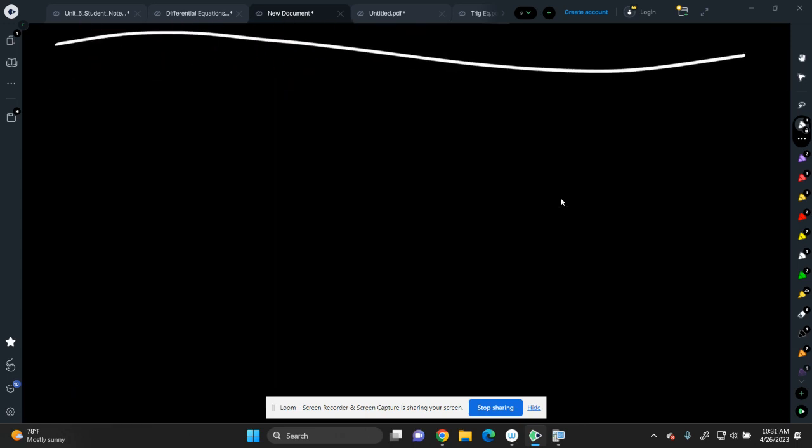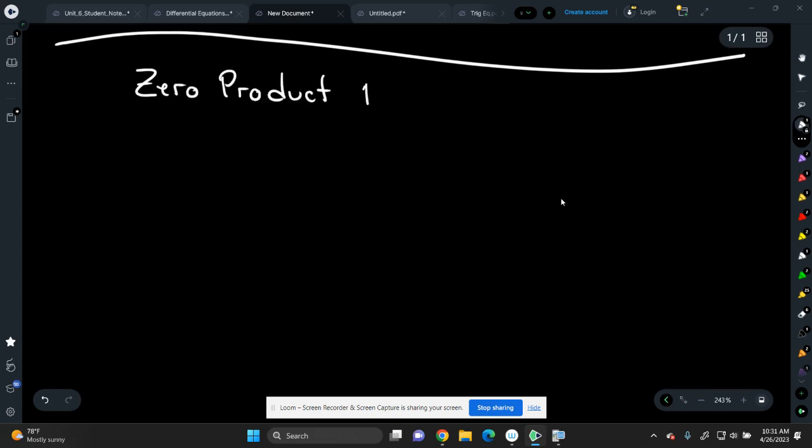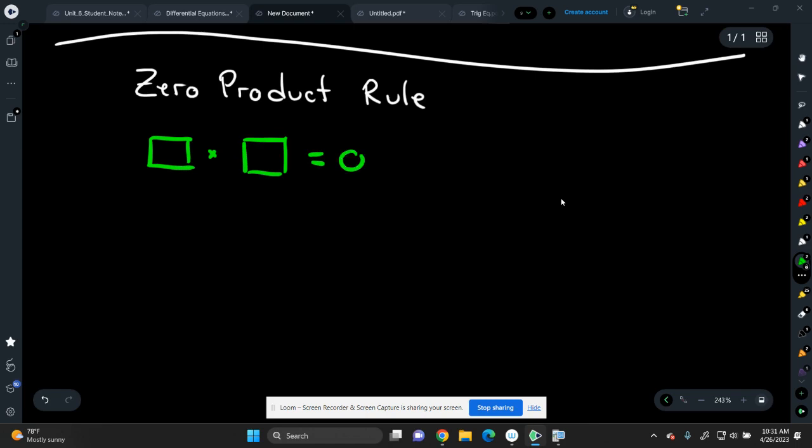Okay, so solve by factoring. The idea behind solving by factoring uses what we call the zero product rule. And the zero product rule basically says if I have two things, right, I don't care what they are, two things that I multiply together and they equal 0, what does that mean? At least one of them has to be 0, right? One of them or both of them have to be 0. That's the zero product rule.